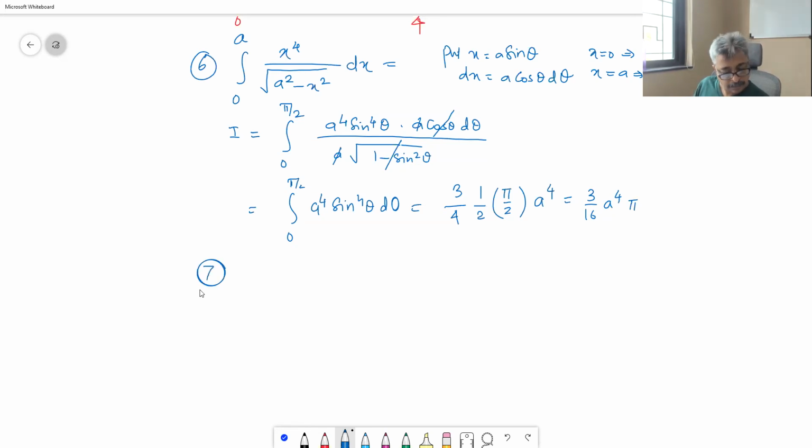Seventh, integral, arre color change ka baat nahi, integral 0 to 2a x radical 2ax minus x square dx is equal to.